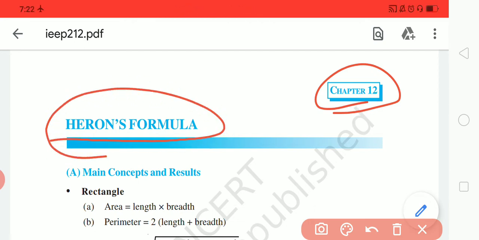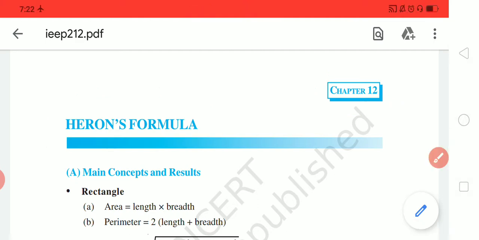You know that the Heron formula is useful to find the area of any type of triangle, but especially if you have been given some scalene triangle or isosceles triangle, it is very useful. So let us start the video. First we will see the concept of this chapter and areas of different types of shapes and figures.